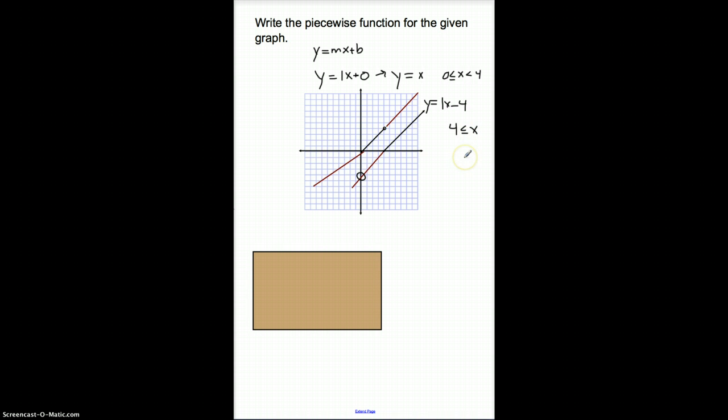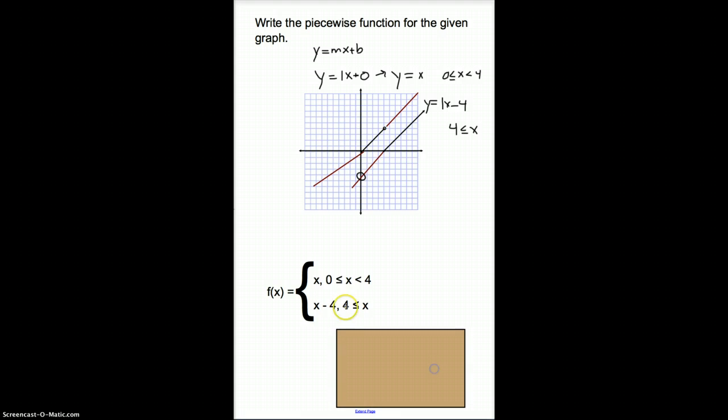So to put that all in a piecewise function, it's going to be this: x for values between 0 and 4, including 0, and x minus 4 for values from 4 and up, so values greater than or equal to 4. That's a review of piecewise functions.